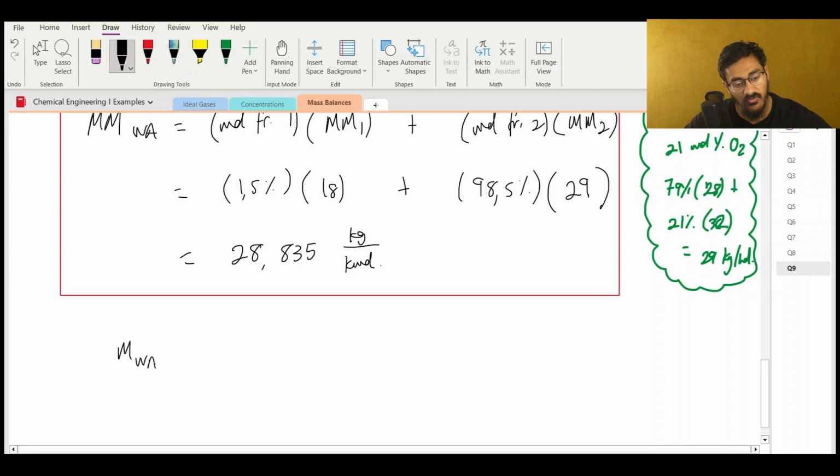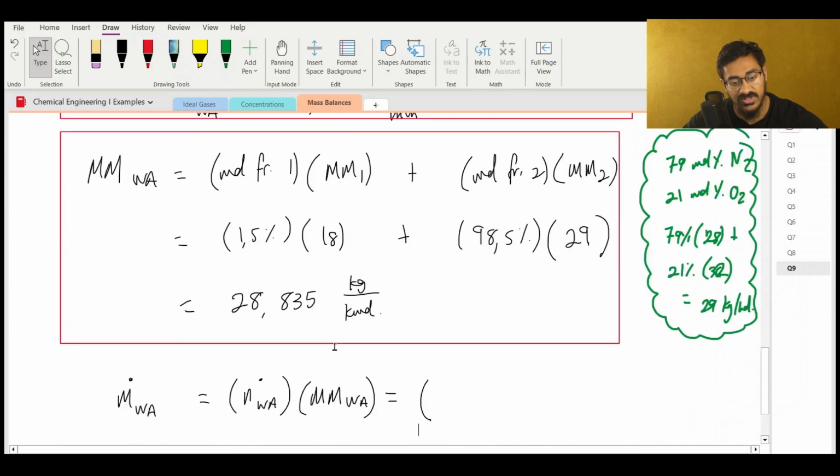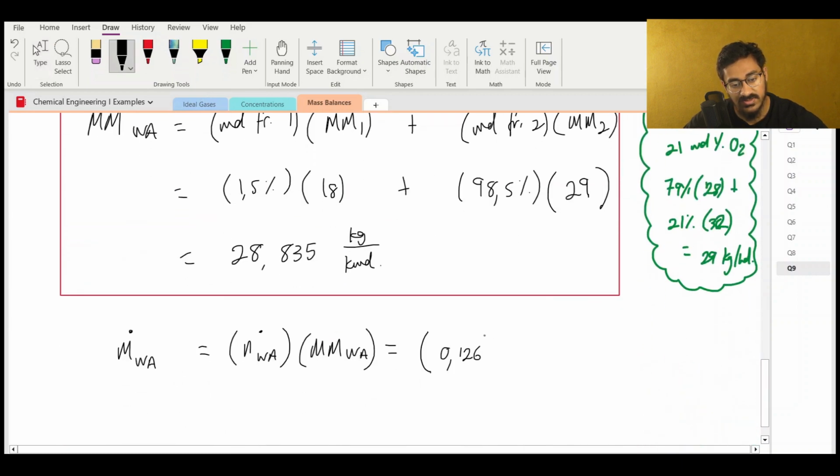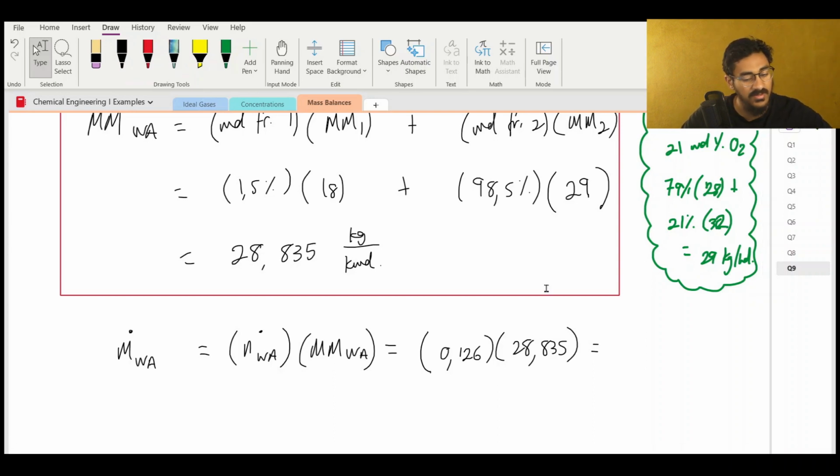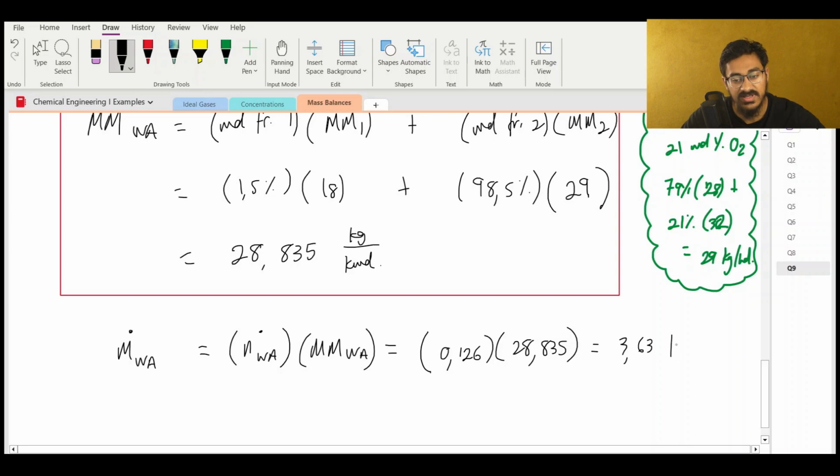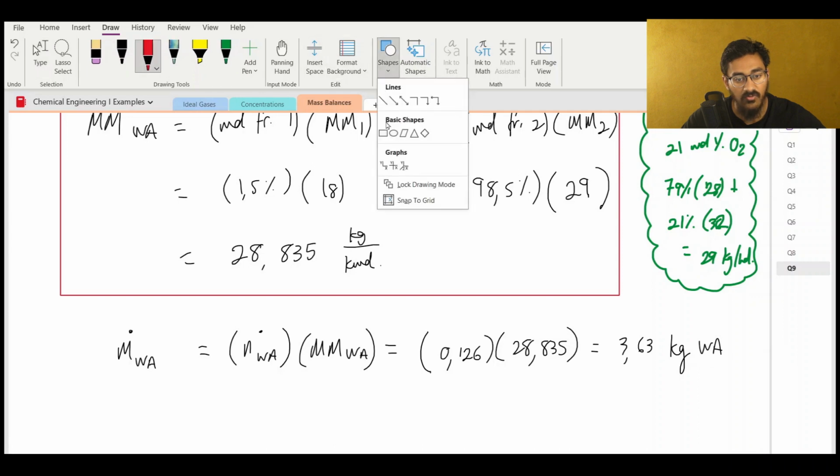So I know that the mass of wet air, and you can put a dot on top if you want to, is equal to the number of moles of wet air in that stream multiplied by the molar mass of wet air. My number of moles was 0.126. So 0.126 multiplied by 28.835, and that comes out to be 3.63. Oops, sorry. Sometimes I think that I write things down, but I don't. So 3.63 kilograms of wet air. So that's my total mass flow rate of wet air.